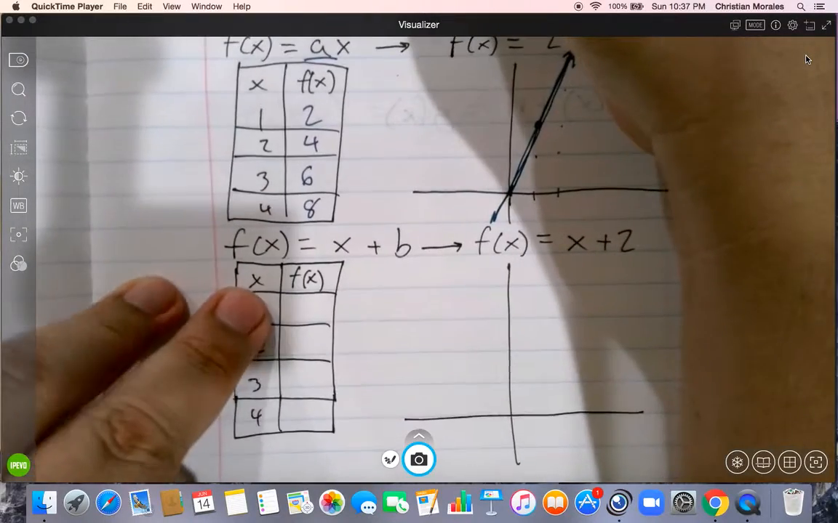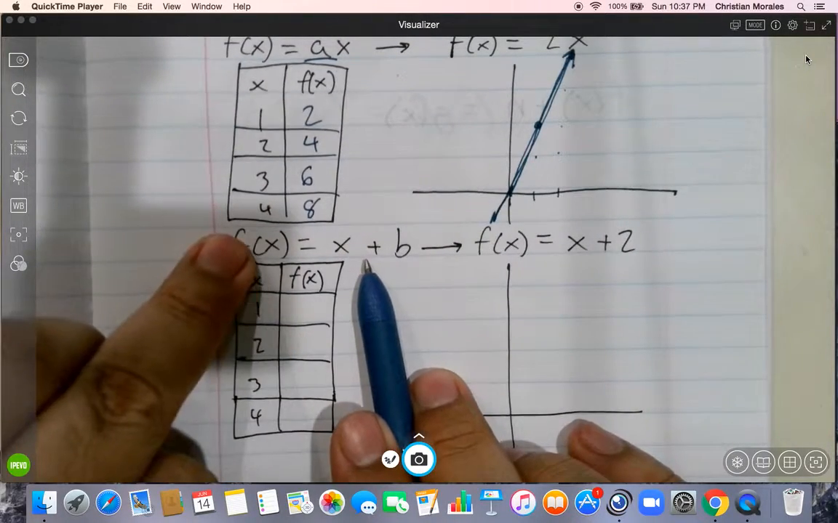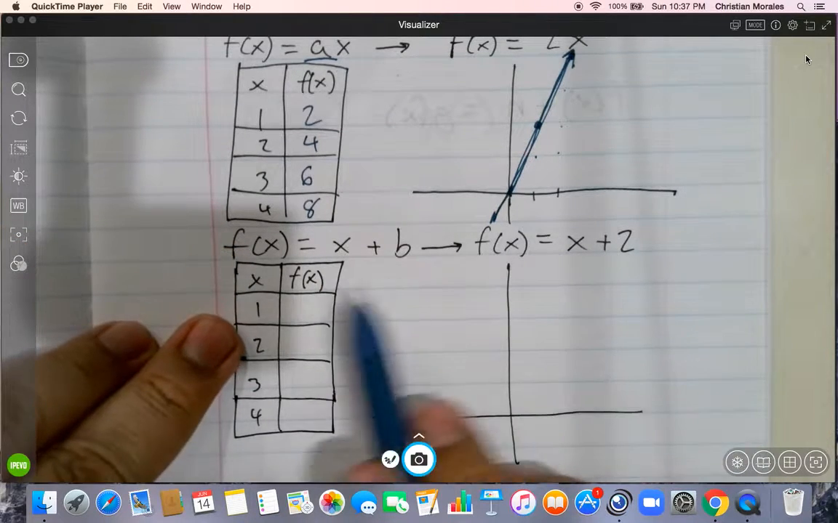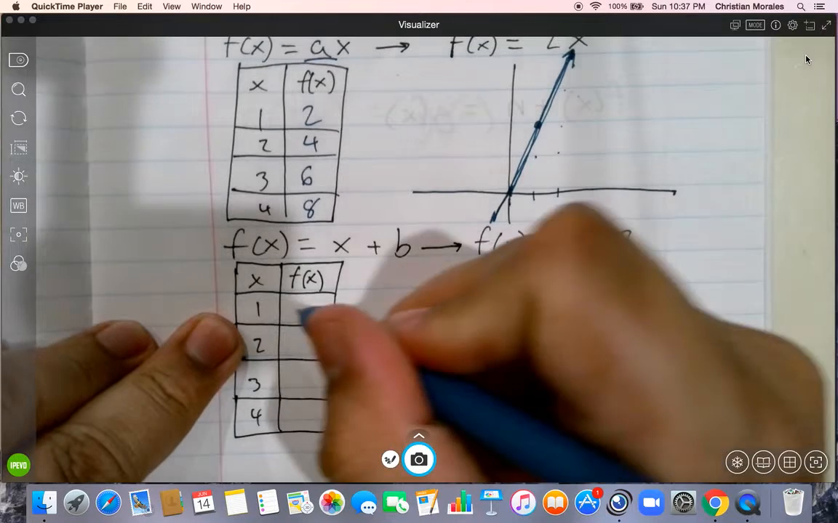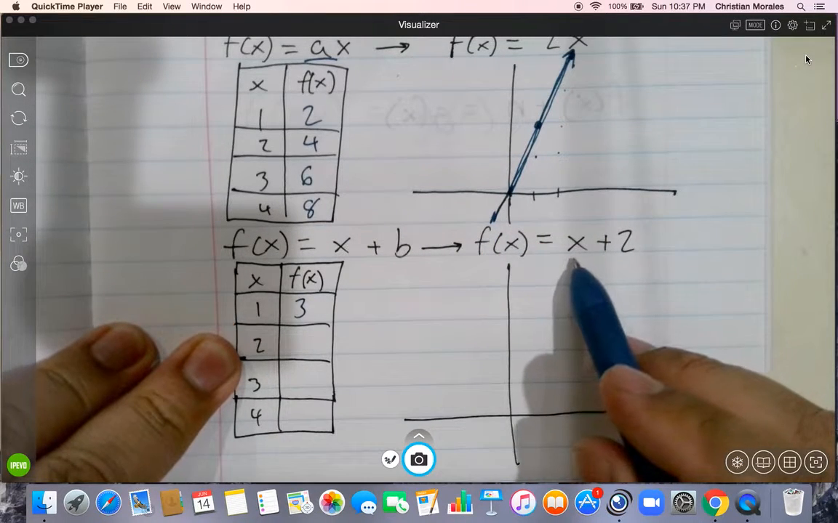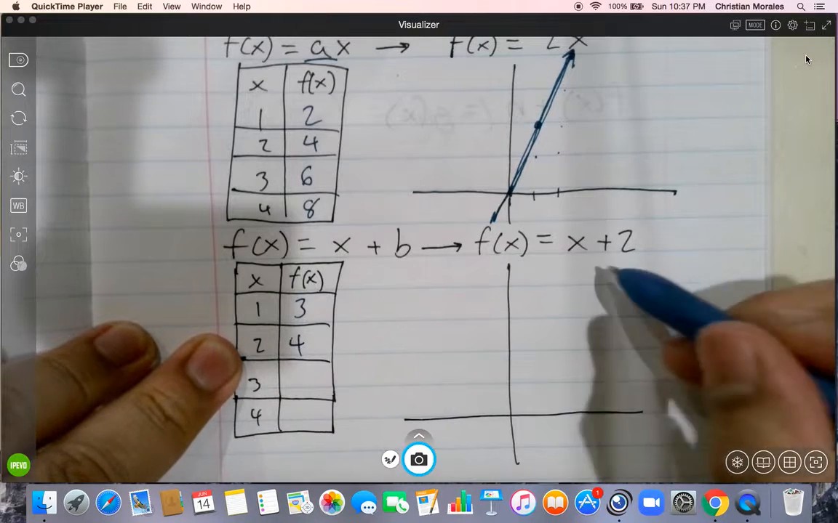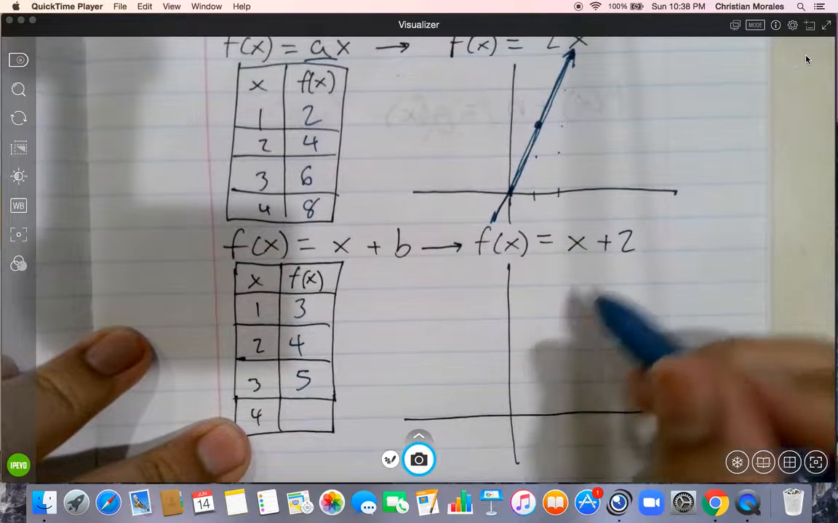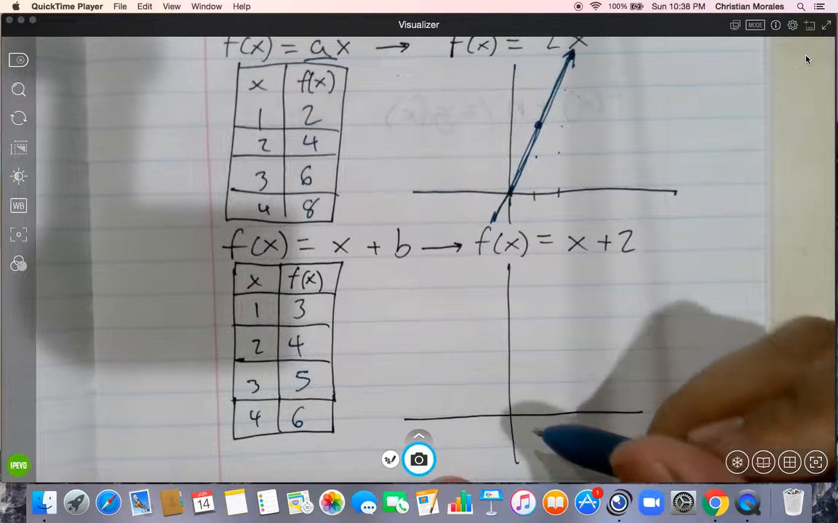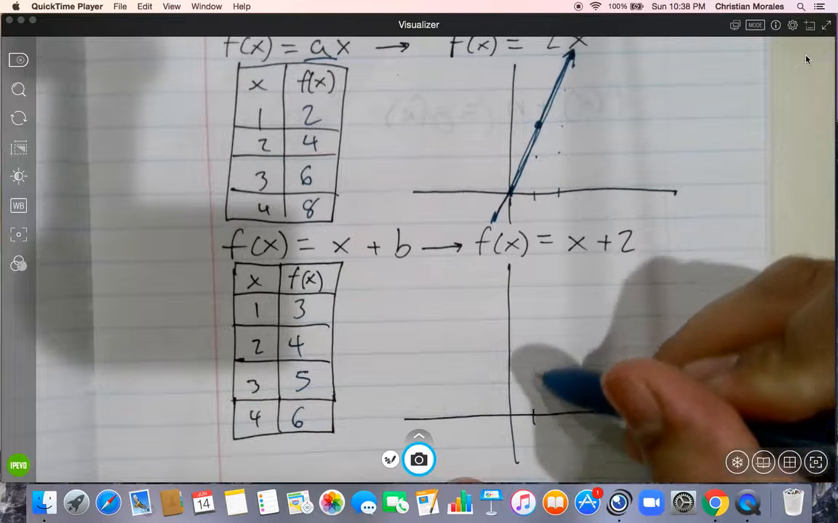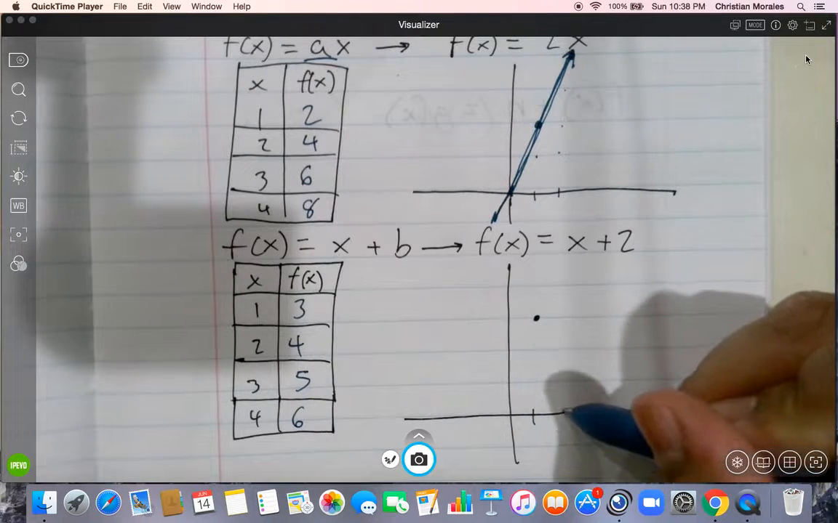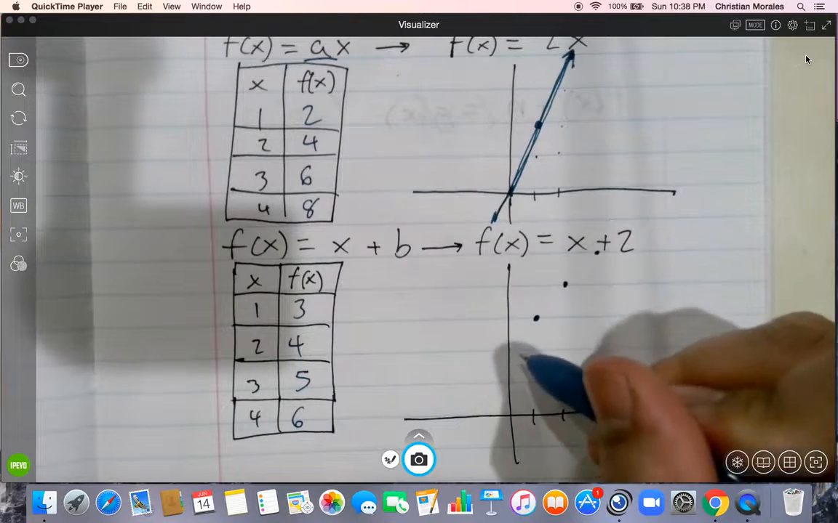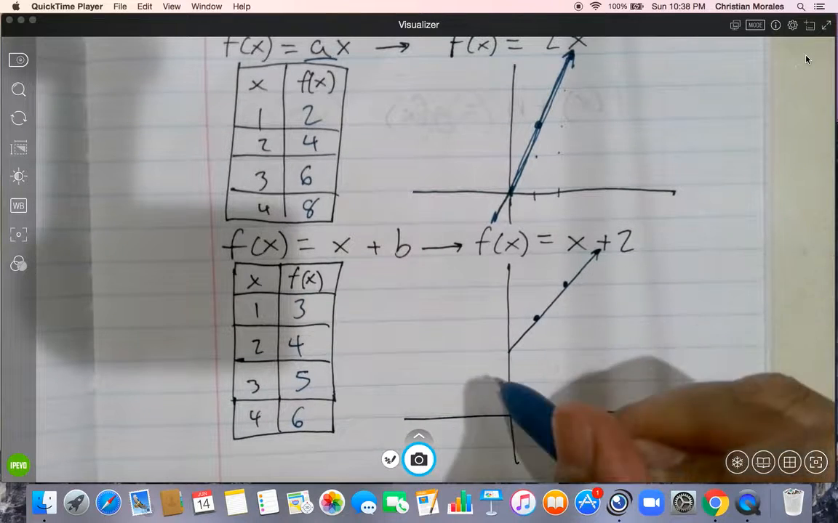Now, what if instead of multiplying it, you add something to the original function? So here, instead of multiplying, I'm adding 2. Let's see what happens. Plug in a 1, 1 plus 2 is 3. Plug in 2, 2 plus 2 is 4. Plug in a 3, 3 plus 2 is 5. Plug in 4, you get 6. So now if you graph that, (1, 3), (2, 4), (3, 5), it looks like this.